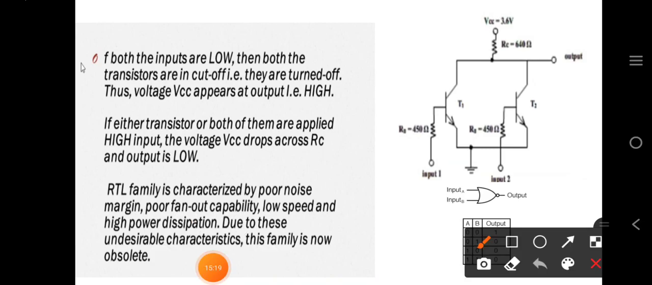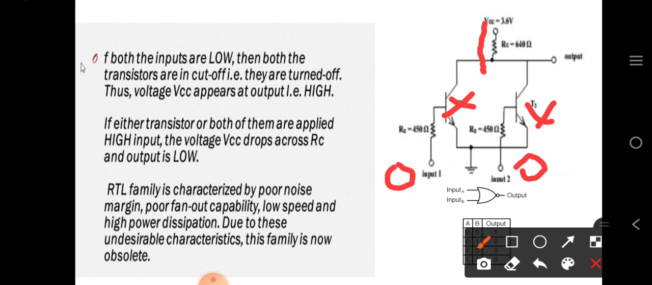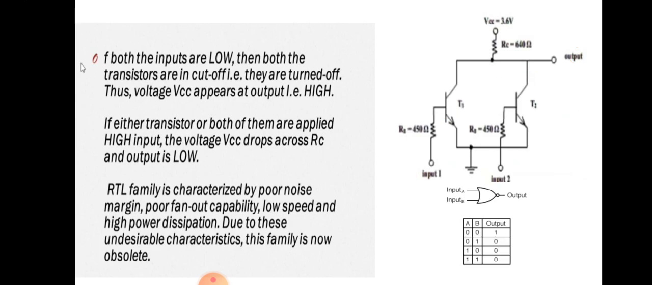Now see, from the truth table, if both the inputs are given 0, then what will happen? This transistor will be off, this transistor will also be off. So the current from VCC will not go towards T1 and T2, it will directly flow towards the output and it will be giving 1. So this is the first condition. From the truth table you can see, if inputs are 0 0, then the output is 1. Now the second condition: if either transistor or both of them are applied high inputs, the voltage VCC drops across RC and the output is low.